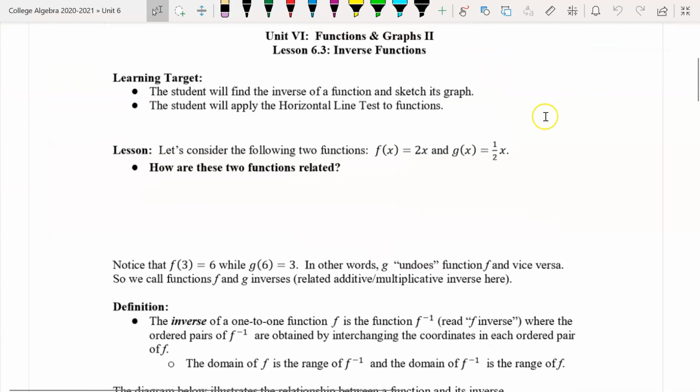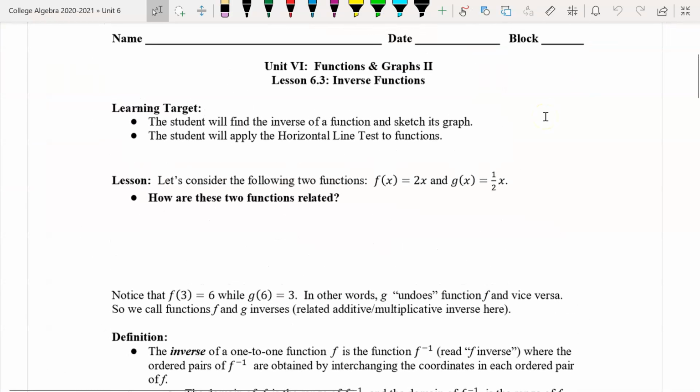Alright, so today we're going to talk about inverse functions. We're going to find the inverse and we're going to do the horizontal line test of a function to determine whether we can find the inverse. So how are these two functions related? I gave you two functions, f of x equals 2x and g of x equals 1/2 x.